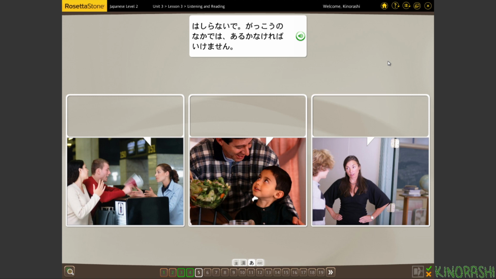Hashiranai de, gakkou no naka dewa. Well, I saw some article about dewa I wanted to read when I was looking this up. Nito. Dewa. Not this article, okay. Niwa and dewa.